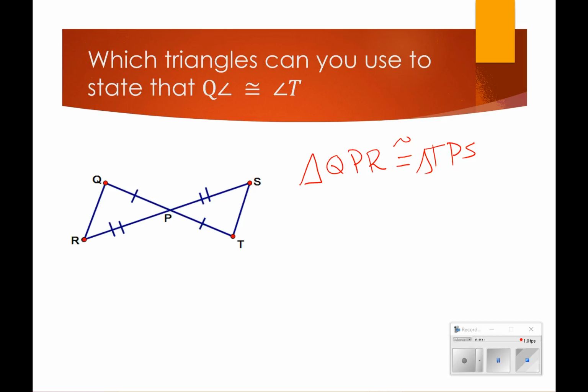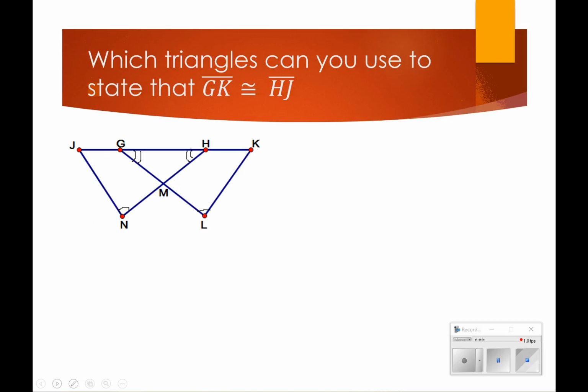We can say that those angles right there are congruent because vertical angles are congruent. And then we can say that the triangles are congruent by side angle side. Okay. And once we've done that, then we're okay to say that Q is congruent to T. So that's just one way that we can use those triangles to prove that they're congruent.